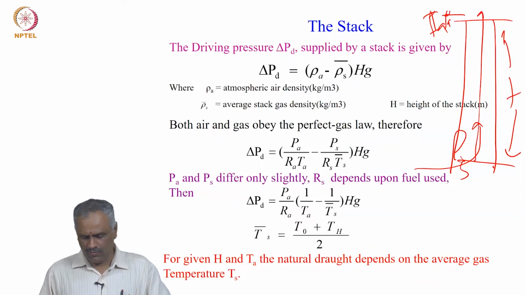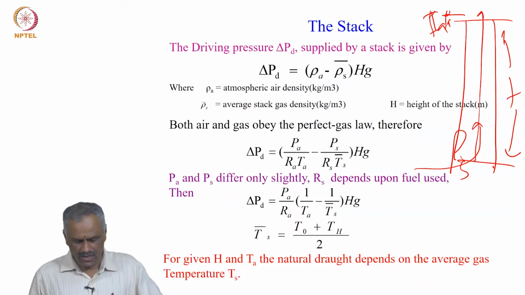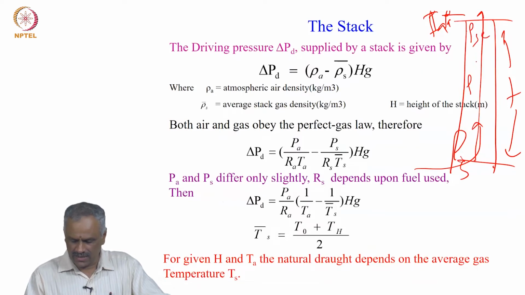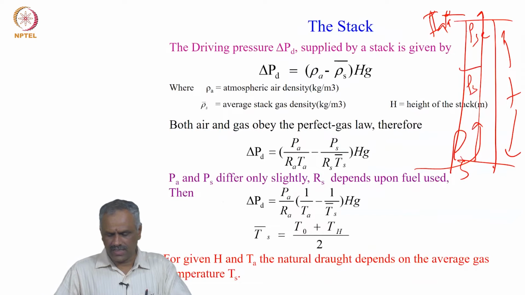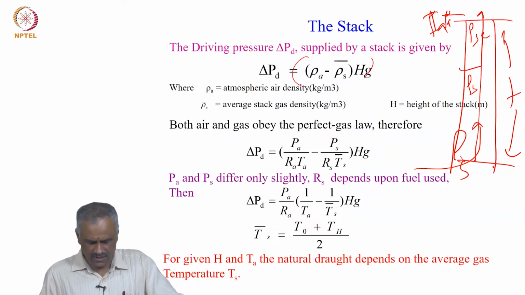So, how do we calculate this driving pressure? Delta P d across the stack is given by rho a minus rho s bar, that is the average density. Here rho s is the stack flue gas density, and at the exit it is different, at the entry it is different. If you look at this average of the stack flue gas density, rho s bar, you can find out the pressure drop.